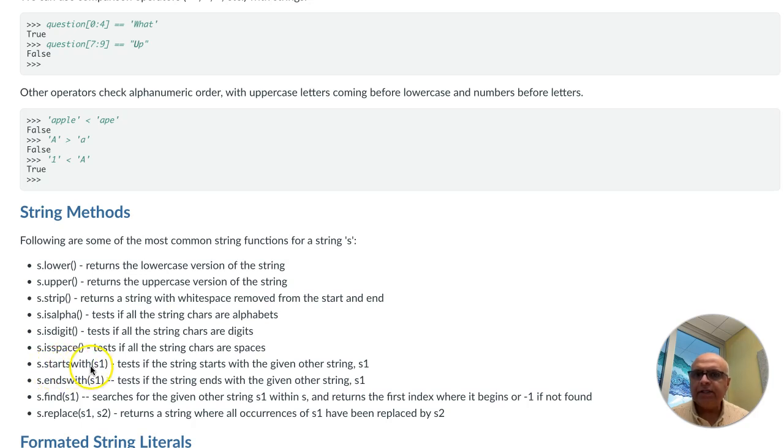startswith tests if the string s starts with the string represented by s1. endswith, similarly, tests whether the string s ends with the string represented by s1. Now s.find searches for the string s1 in the string s and actually returns the index where it first finds it. If it doesn't find it, it returns a -1. replace looks for occurrences of s1 within the string s and replaces all occurrences of s1 with string s2. So these are some methods that might be useful.